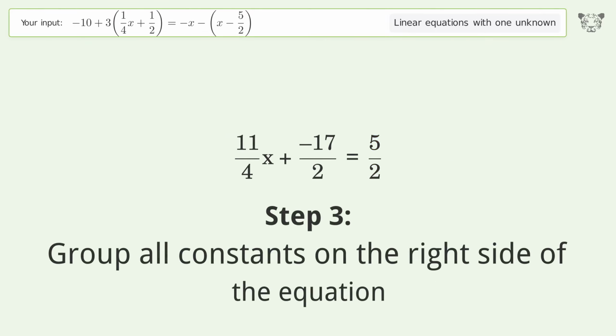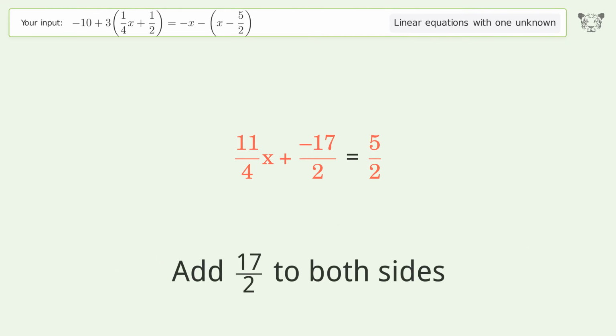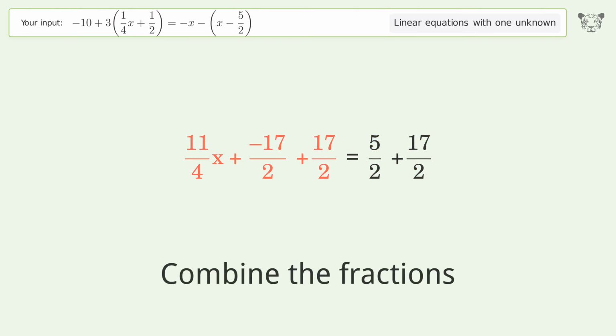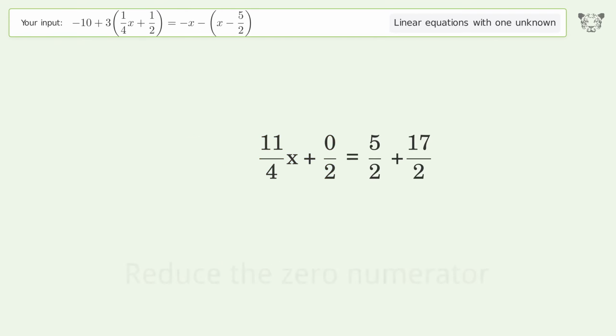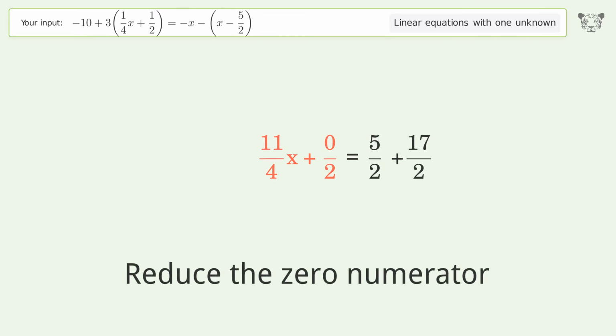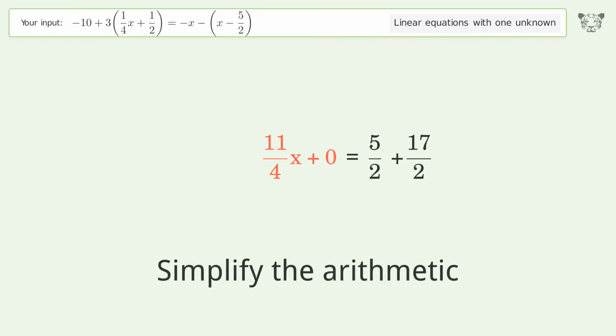Group all constants on the right side of the equation. Add 17/2 to both sides. Combine the fractions. Combine the numerators. Reduce the zero numerator. Simplify the arithmetic.